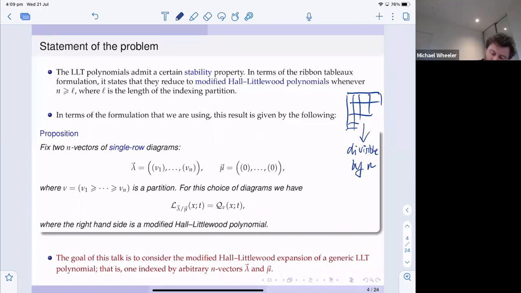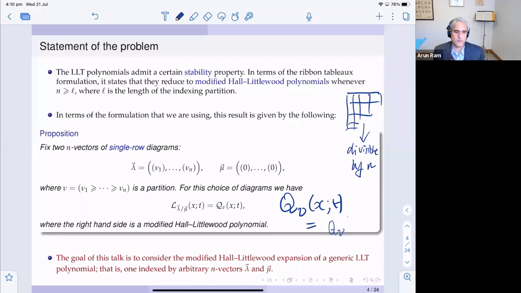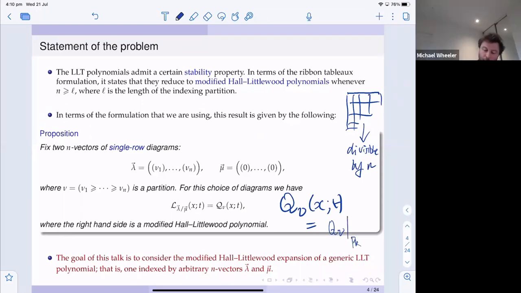But for this modified Hall Littlewood polynomial, Q nu of x; t, this can be viewed as an ordinary Hall Littlewood polynomial, where I perform a plethystic substitution. So I basically replace the power sum pk by pk divided by 1 minus t to the k. This is quite a standard object, and this thing here is just the usual Hall Littlewood polynomial or Macdonald's spherical function, depending on what terminology you like to use.